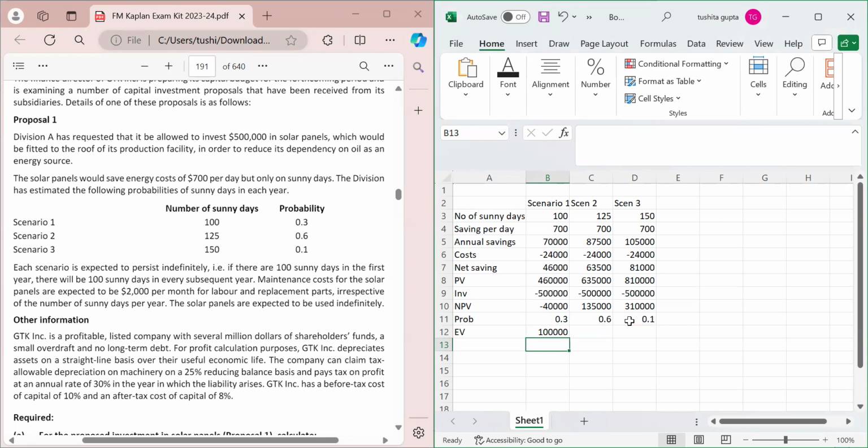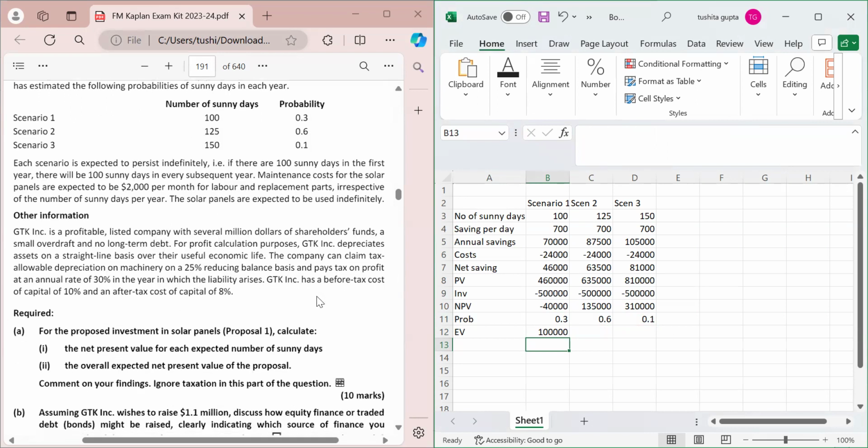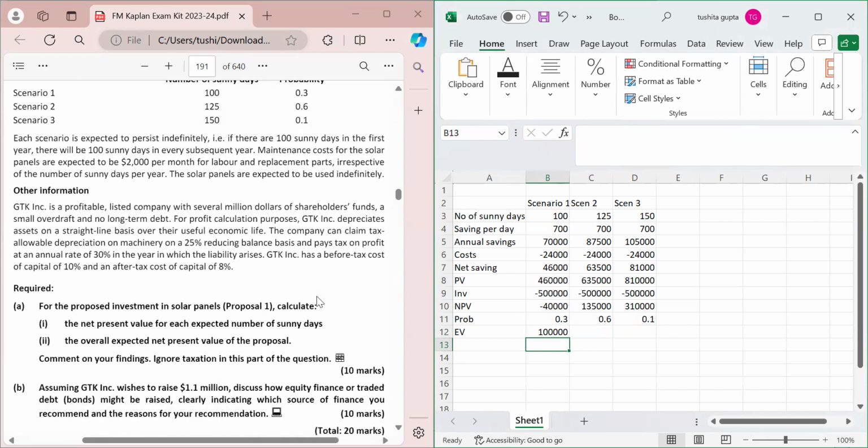Now, you also have to leave a comment. If you remember the requirement, you have to comment on your findings also. So, over here, your expected NPV is coming out to be $100,000. So, the decision rule says that if the NPV is positive, you accept the project. So, over here, the NPV is $100,000 positive. Hence, you're going to accept the order, the project.